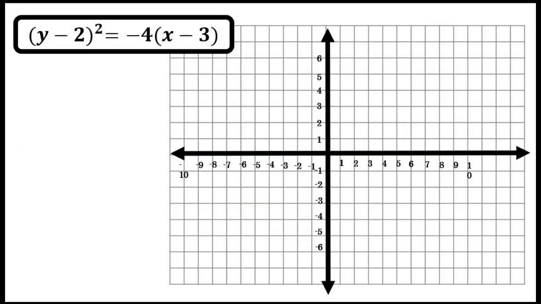Let's now proceed to example number 3. We have quantity y minus 2 squared equals negative 4 times x minus 3.